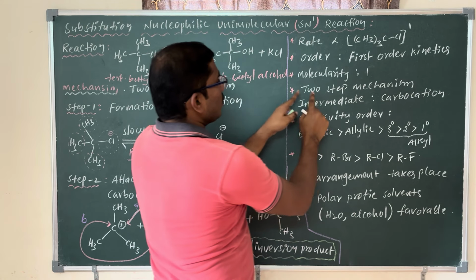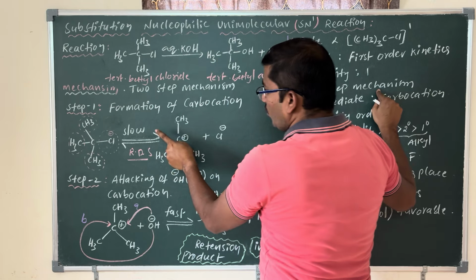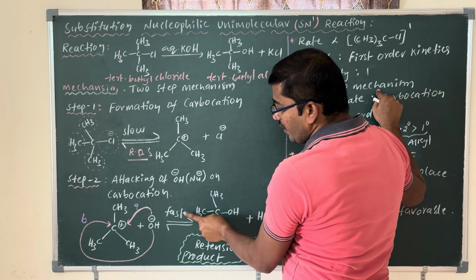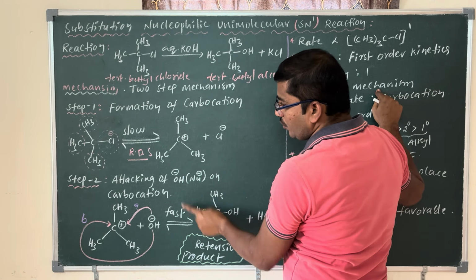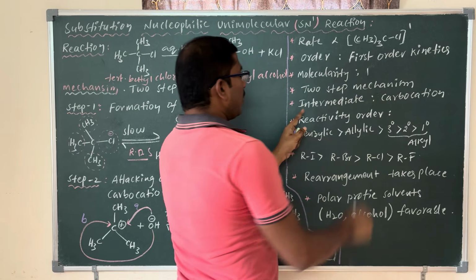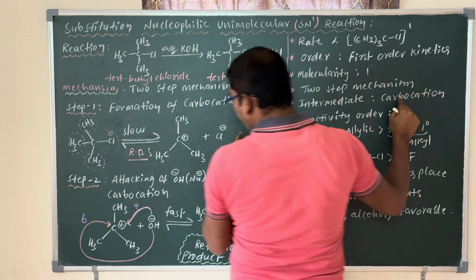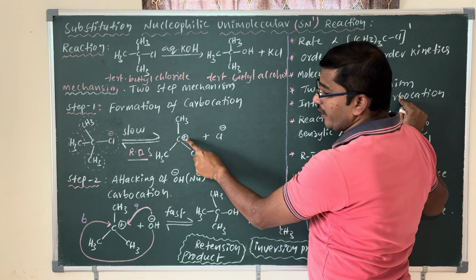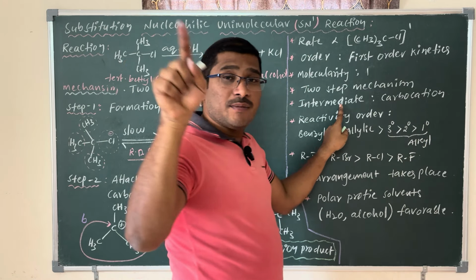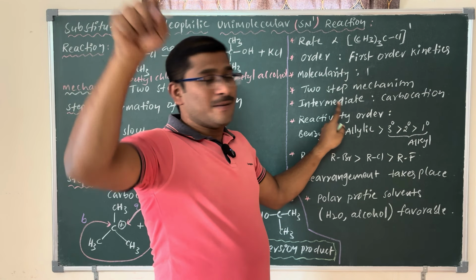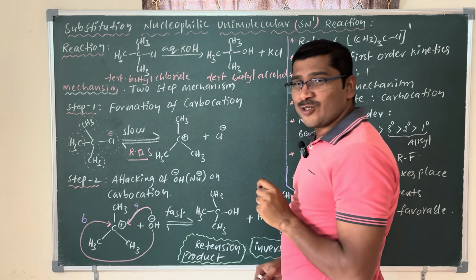Okay. Now it is a 2-step mechanism, no doubt in it. One is the slow step, another one is the fast step. Why it goes in 2 steps was already explained. Now the intermediate is a carbocation here. In the SN2 mechanism, the intermediate is the transition state. But here the intermediate is a carbocation, students.